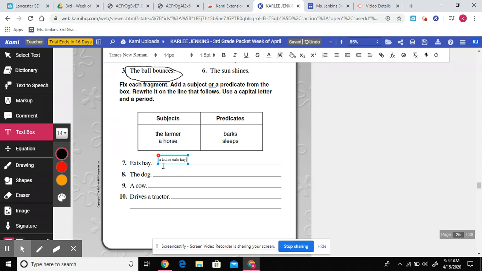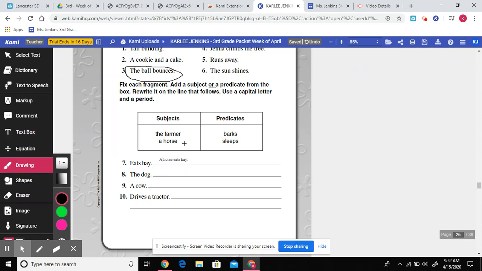A right here was not capitalized, so I didn't capitalize it, but it's the beginning of my sentence. So I should capitalize it, right? And I made eats a lowercase e because it was in the middle of a sentence, and it's not the name of something. It's not a proper noun, so I made it lowercase. So, a horse eats hay. Cool. We got that one out of the way.